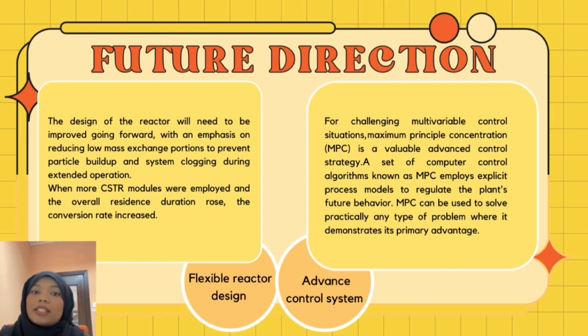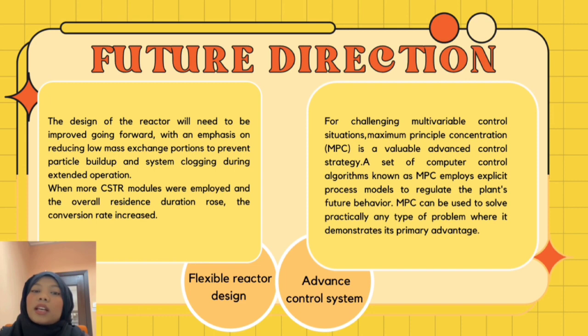Next, future directions for CSTR. First, flexible reactor design. Reactor design must be improved if particle accumulation and system clogging are to be avoided during prolonged operation. Reducing the reactor's low mass exchange sections should be the main priority. Reactor design, flow pattern, or mixing mechanism can all be changed to reduce dead zones and stagnant areas where little mass transfer happens. The key focus should be on reducing the low mass exchange portion by modifying the reactor geometry, flow patterns, and mixing mechanisms.